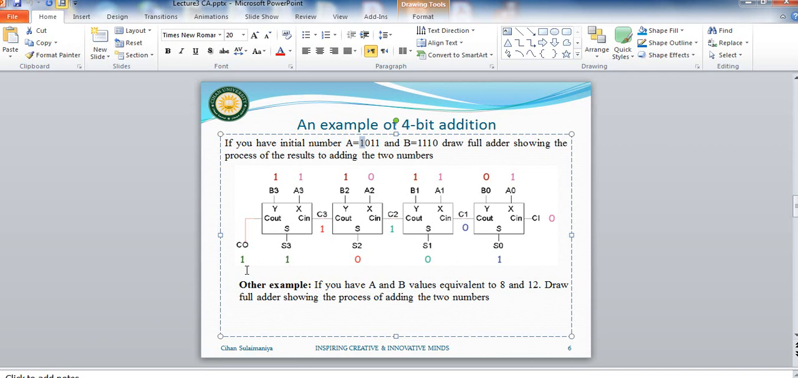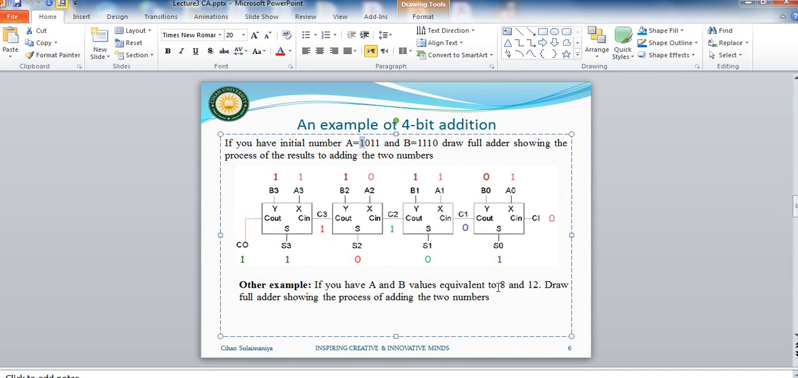As another example for you to practice, if you have two numbers A and B, where A is 8, which is 1 0 0 0, and B is 12. You change B to binary. So I want you to practice this one as a full adder.